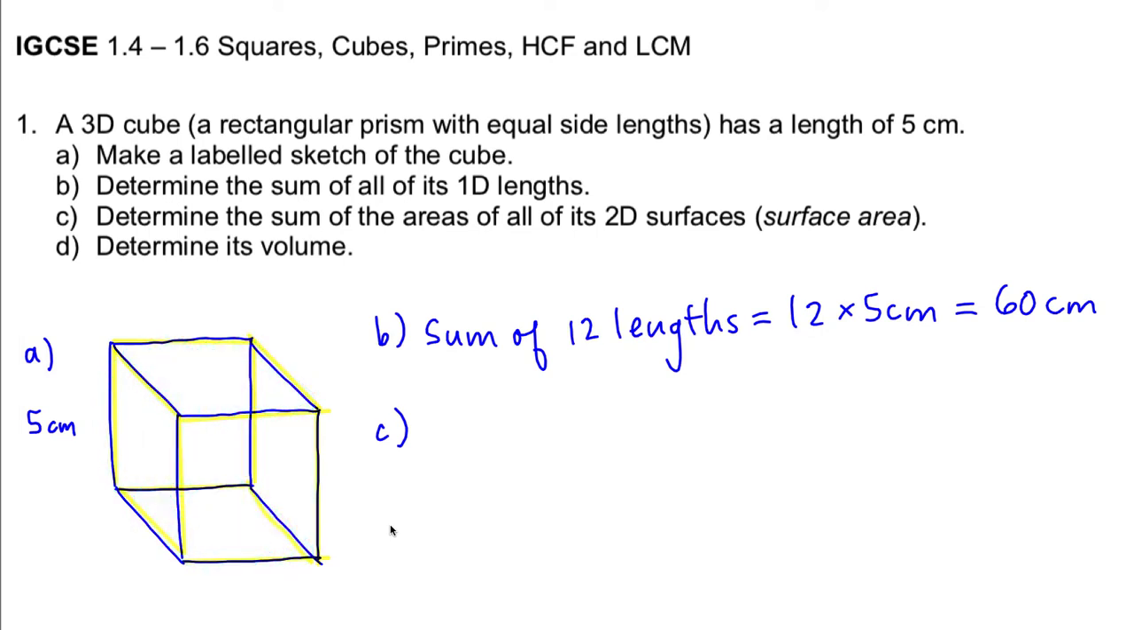Just imagine a die, or a pair of dice. Each die has 6 sides. So it's a sum of 6 areas now. And to find the area of one square, we take the length times the width. But in this case, they're both 5. So we multiply 5 times 5 to get the area. And so the sum of 6 areas is going to be 6 times 25.